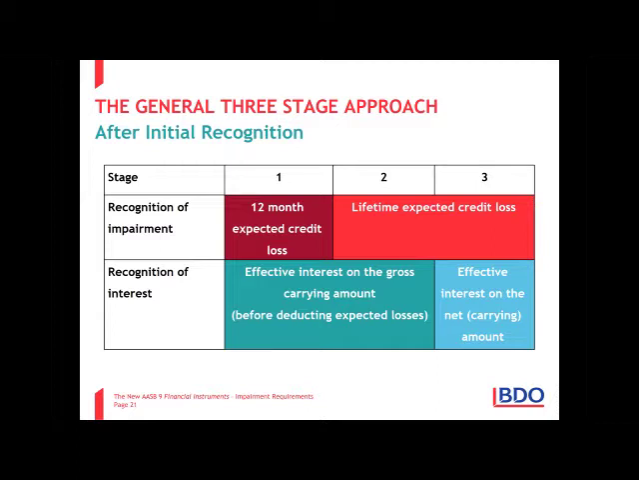The other thing to consider is the recognition of interest. Remember, we're talking about debt instruments here. And on debt instruments, we've got potential interest income or interest revenue. If the debt instrument is in stage 1 or 2, we're talking about effective interest on the gross carrying amount. That is before we deduct the provision for expected losses. However, when you move to stage 3, your effective interest is now calculated on the net carrying amount after you've deducted the provision for impairment losses.